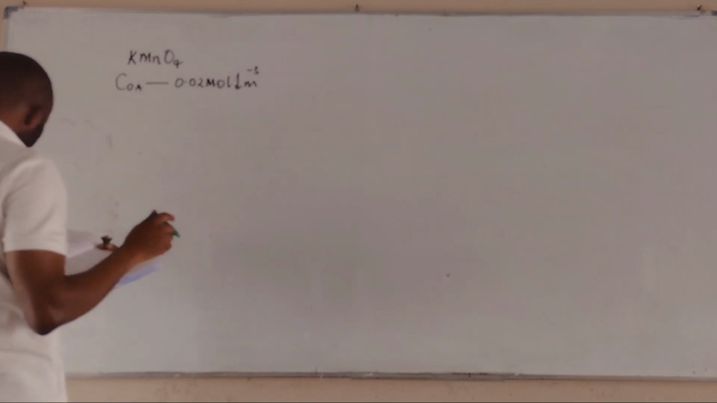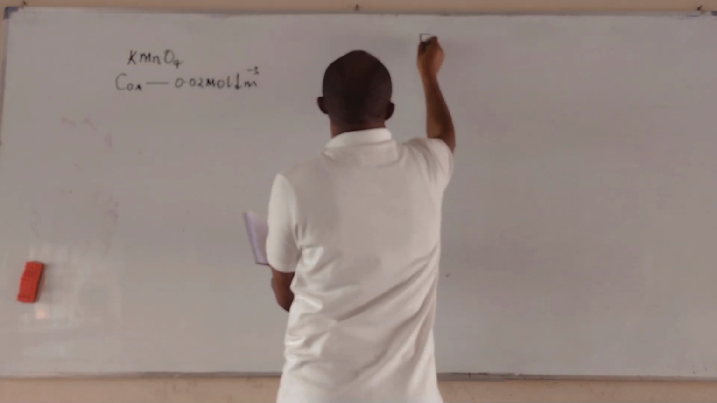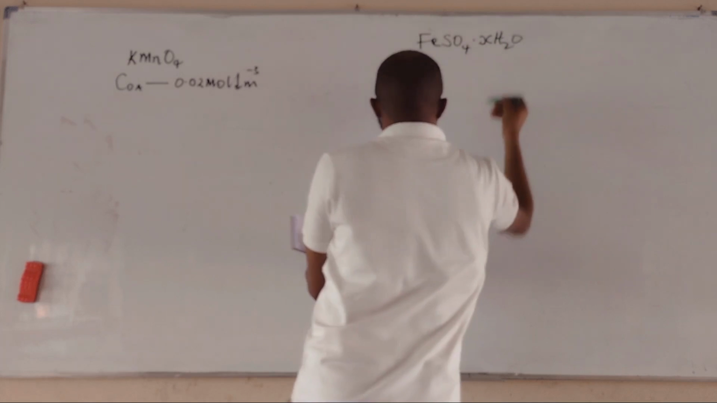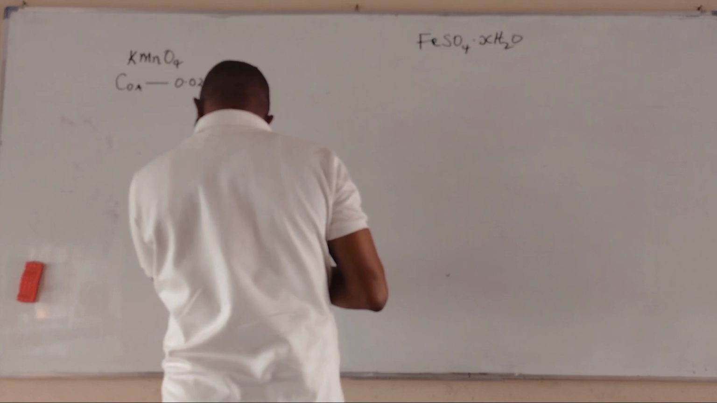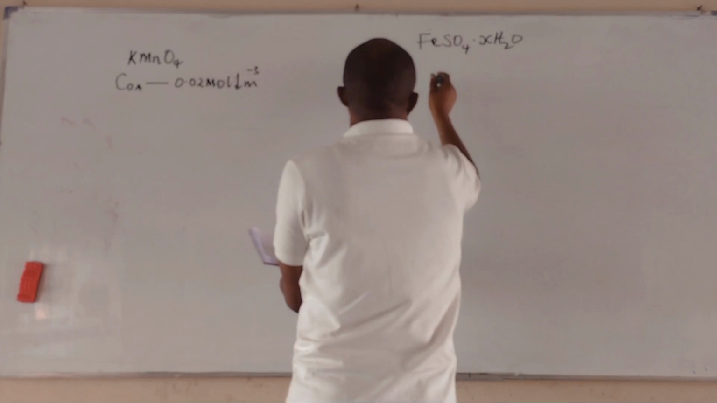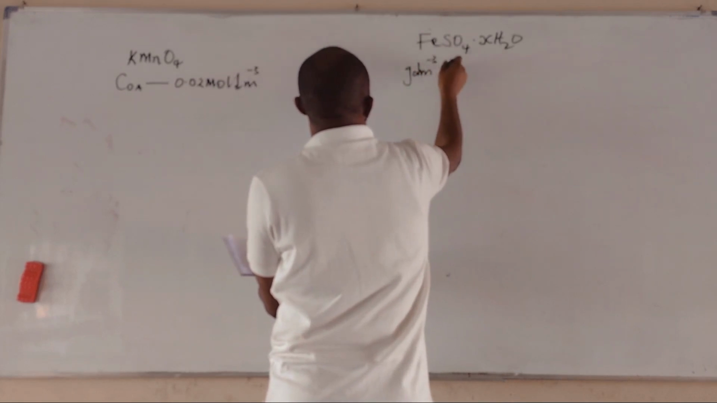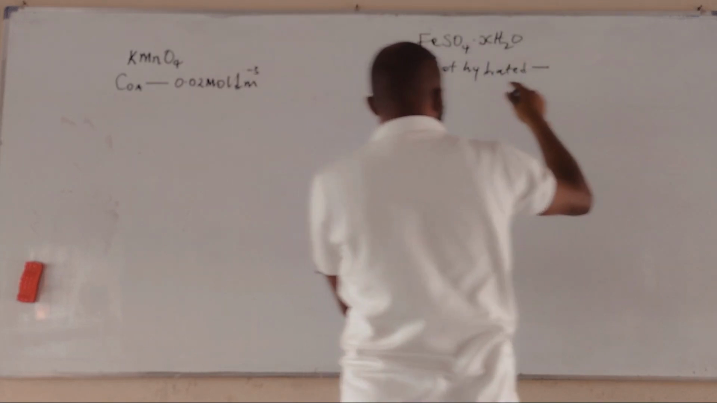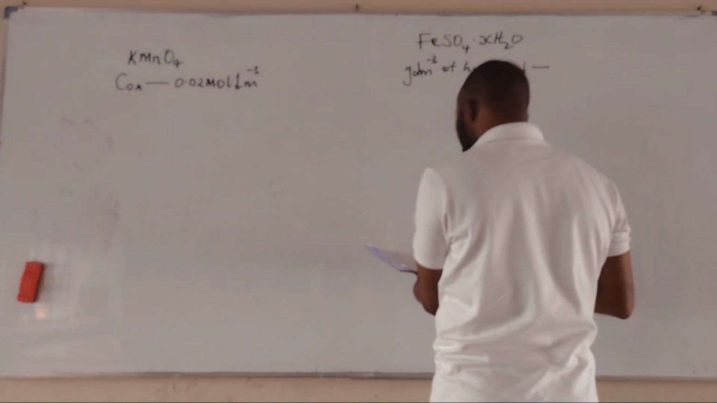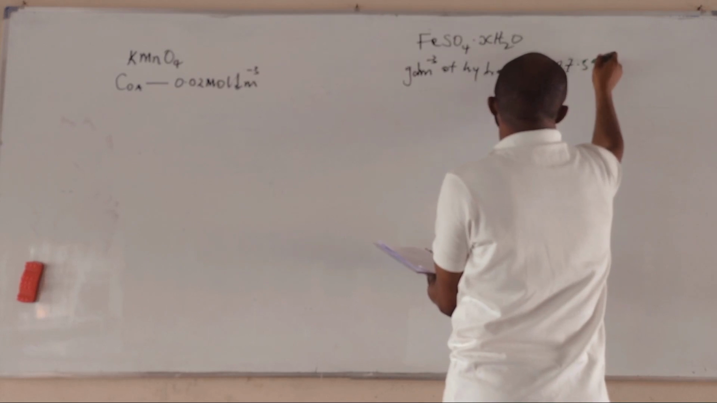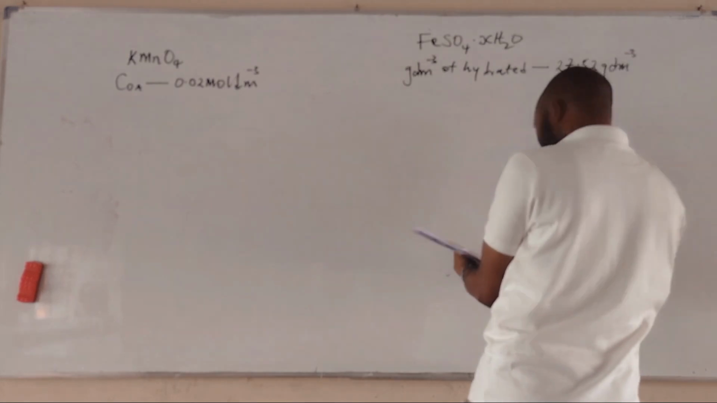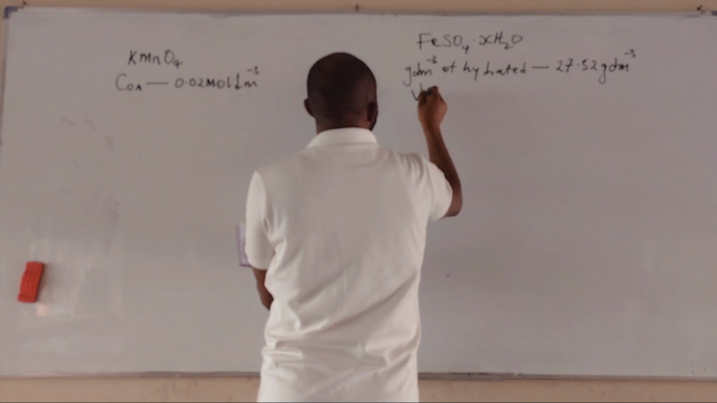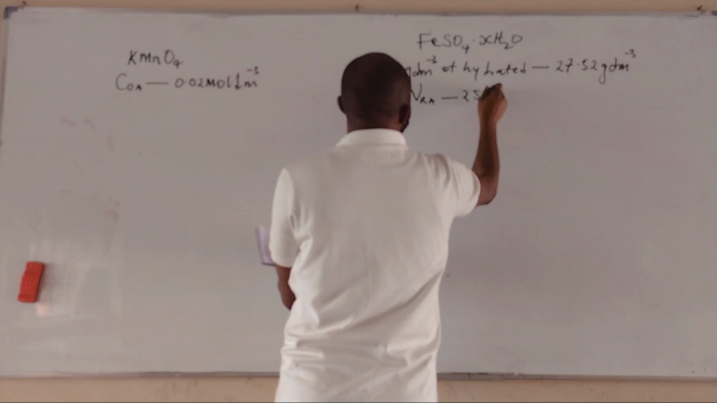React with 27.52 gdm cube of iron(II) tetraoxosulfate(VI) hydrate. This is the gdm cube of the hydrated salt, which is 27.52 gdm cube. And the volume of the reducing agent is 25 cm cube.